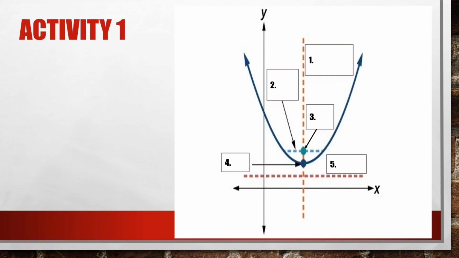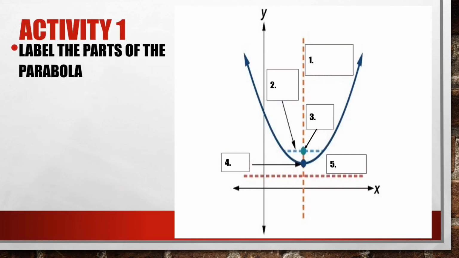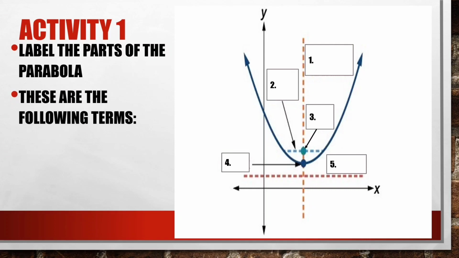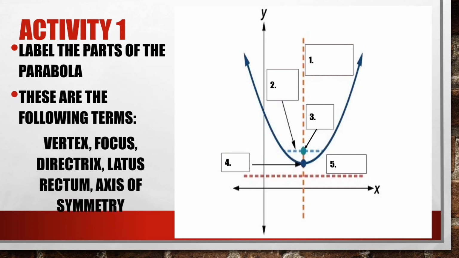Let's have first an activity. In this activity, you are going to label the parts of the parabola, and these are the following terms that you are going to place in the given figure: vertex, focus, directrix, latus rectum, and axis of symmetry. I am giving you 30 seconds to answer the given activity. So your time starts now.